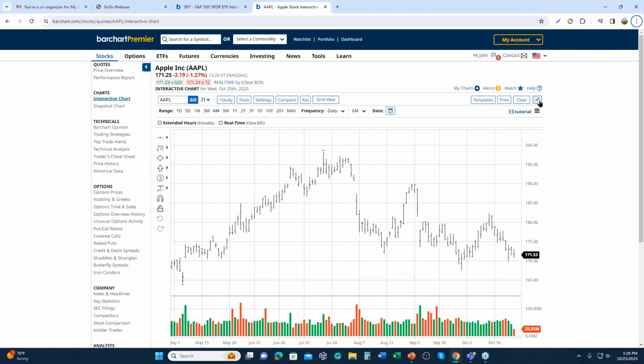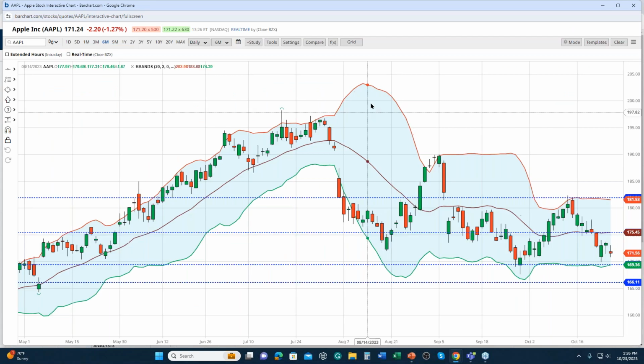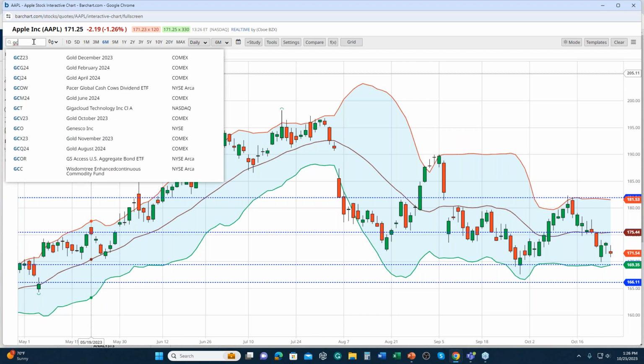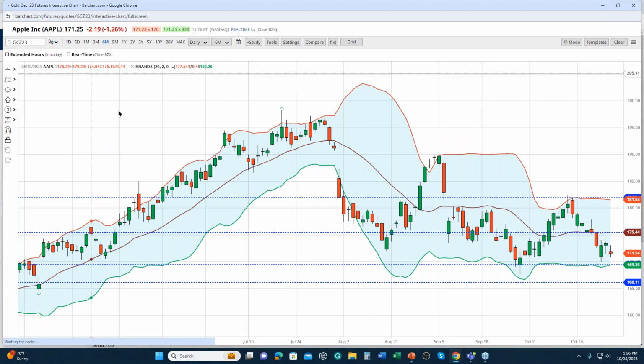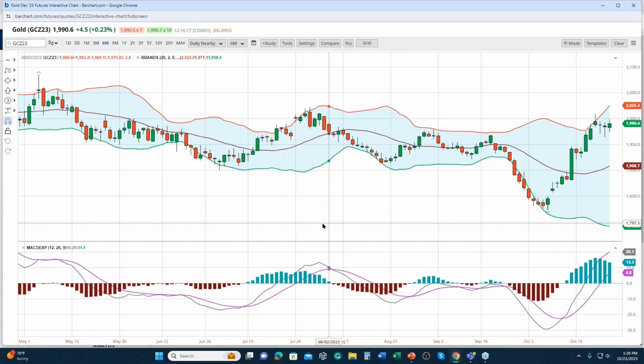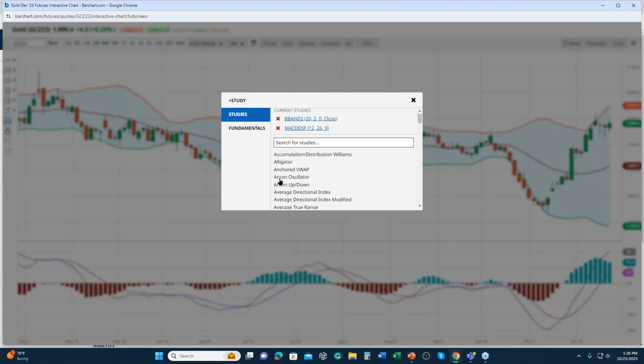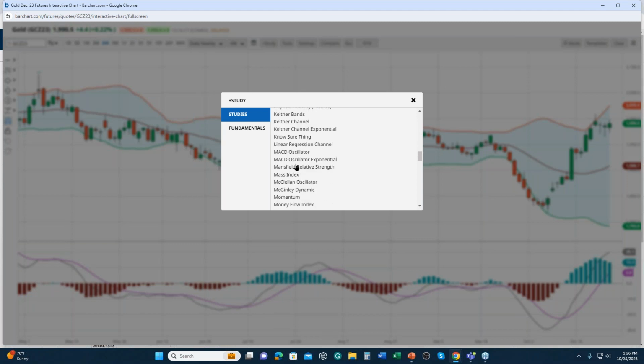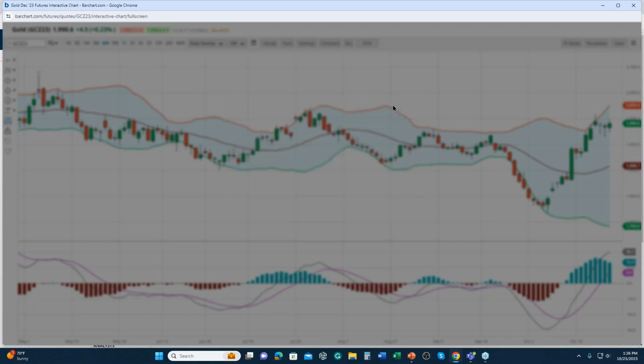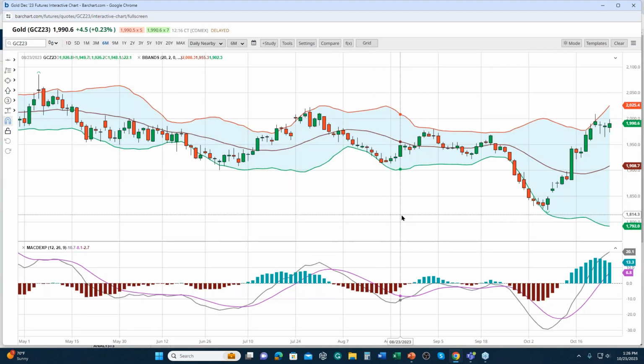Now, let's go back to our blowout here, and let's move away from Apple and go to gold. Again, if you're not familiar with where to find the studies, you can just type in MACD here, or you can scroll down, and there is where it says MACD oscillator exponential. That's the one that we're going to demonstrate upon. So let's go to our gold here, and let's go back to our Bollinger Band process.